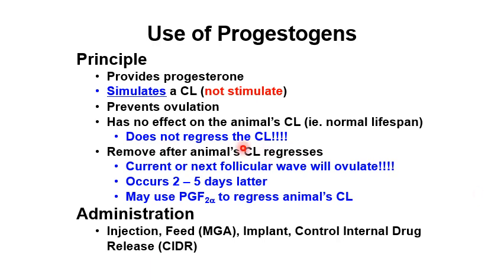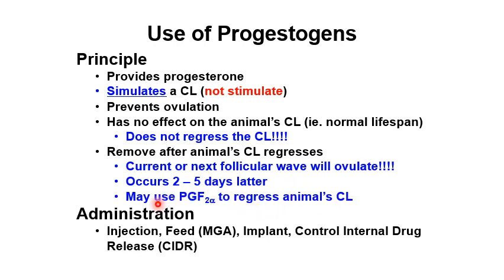So when we remove the progestogen after the animal's CL regresses, of course it will induce the current or the next follicular wave to ovulate, because it inhibits the ovulation. This occurs 2 to 5 days later, and we can use PGF2 alpha to regress the animal's CL.